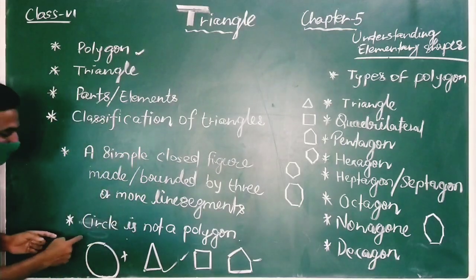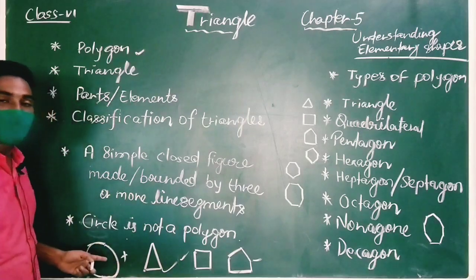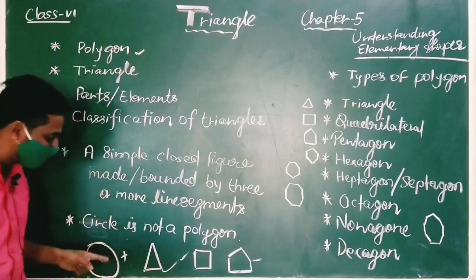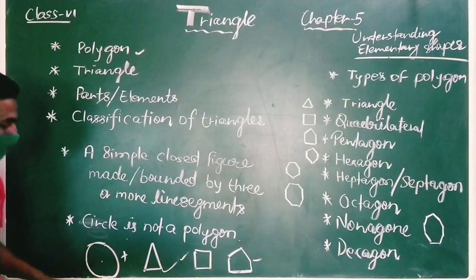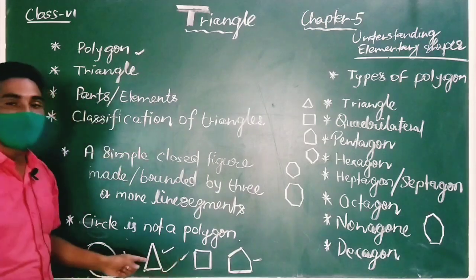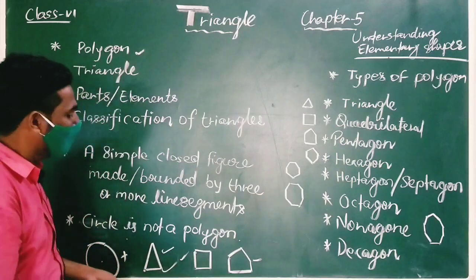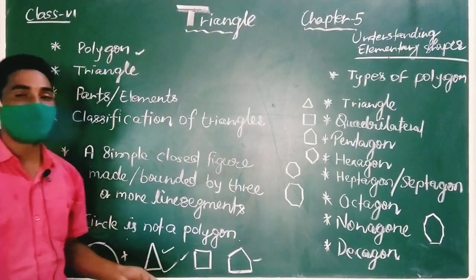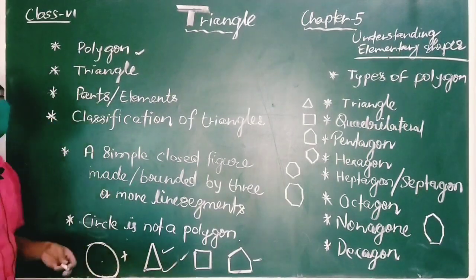One point is written here: circle is not a polygon. So I have drawn a circle and crossed it. Why is a circle not a polygon? Because a circle is not made by the help of line segments. You can see it is a curved figure. While this picture can be said to be a polygon, this picture, this picture, these are all polygons. Why is it called a polygon? Because it is made by the help of sides. It is made up of sides. So these are all called polygons.